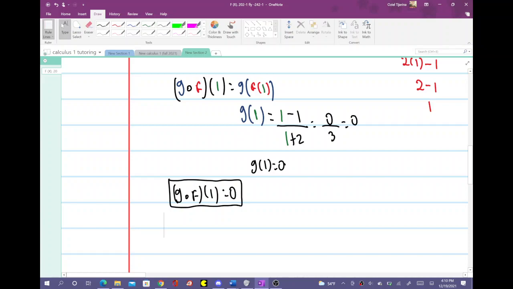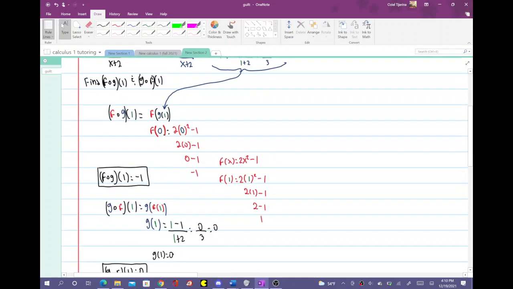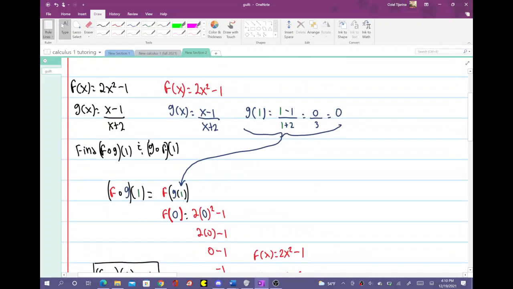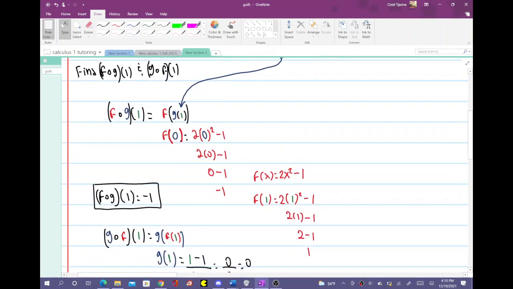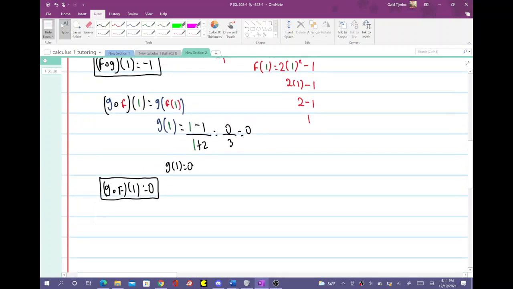So therefore, f of g of 1 was negative 1, and g of f of 1 was 0. Or f composed with g of 1 was negative 1, and g composed with f of 1 was 0.